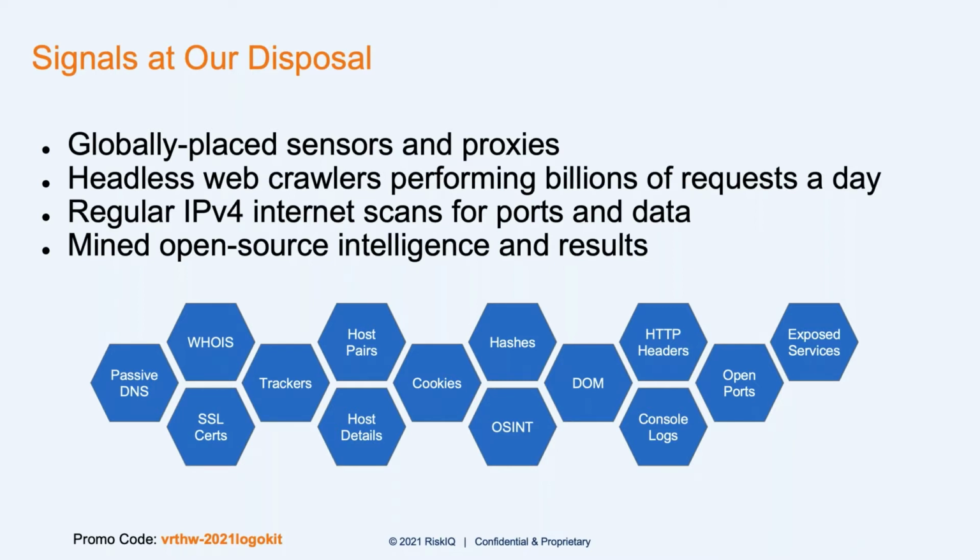When the threat actor duplicates your websites, they might duplicate your trackers as well. The host pairs, what's going in and going out. So images coming in, scripts that you're running, data that might be going out, the host details, the operating system, the components that are on these systems, the cookies, the hashes that VirusTotal and others might have, the open source intelligence, these are the articles that people are publishing, the full document object model of a website to find all the information, headers, the console logs, open ports, and exposed services.